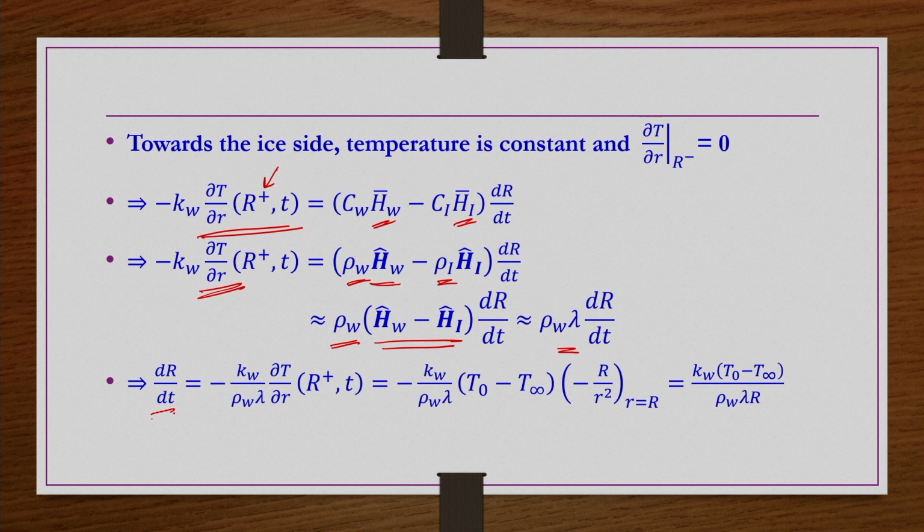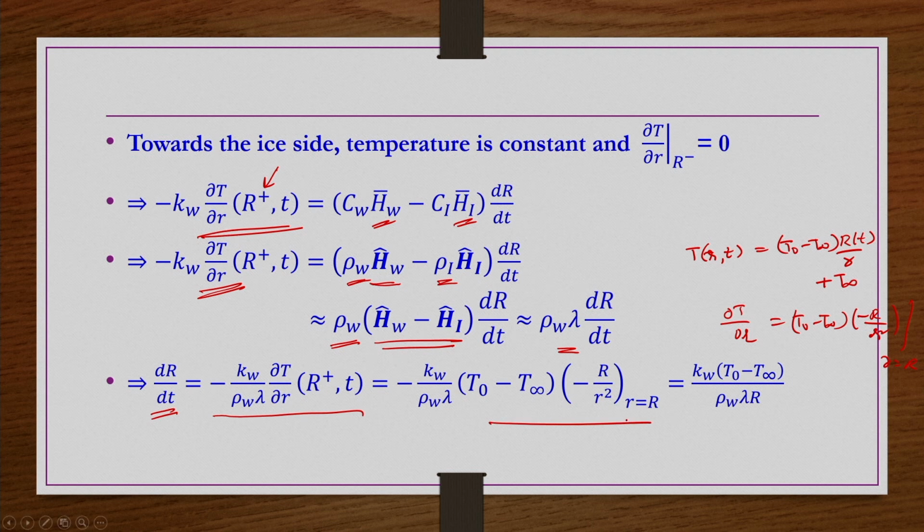So, the dr by dt relation we want. That dr by dt we keep on one side, and everything else we write on the other side. In the previous slide we got T as a function of r comma t: T is equal to (T naught minus T infinity) multiplied by R as a function of time divided by small r, plus T infinity. If you do dou T by dou r here, you get minus (T naught minus T infinity) R by r square at r is equal to capital R. So, that we have written here, right.